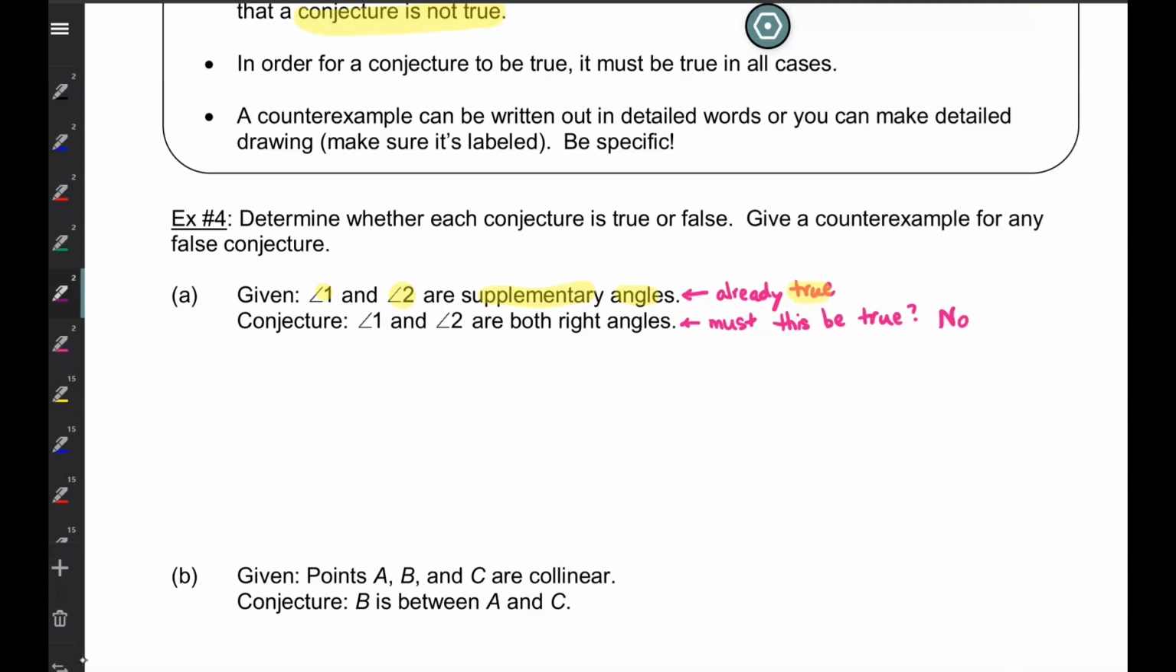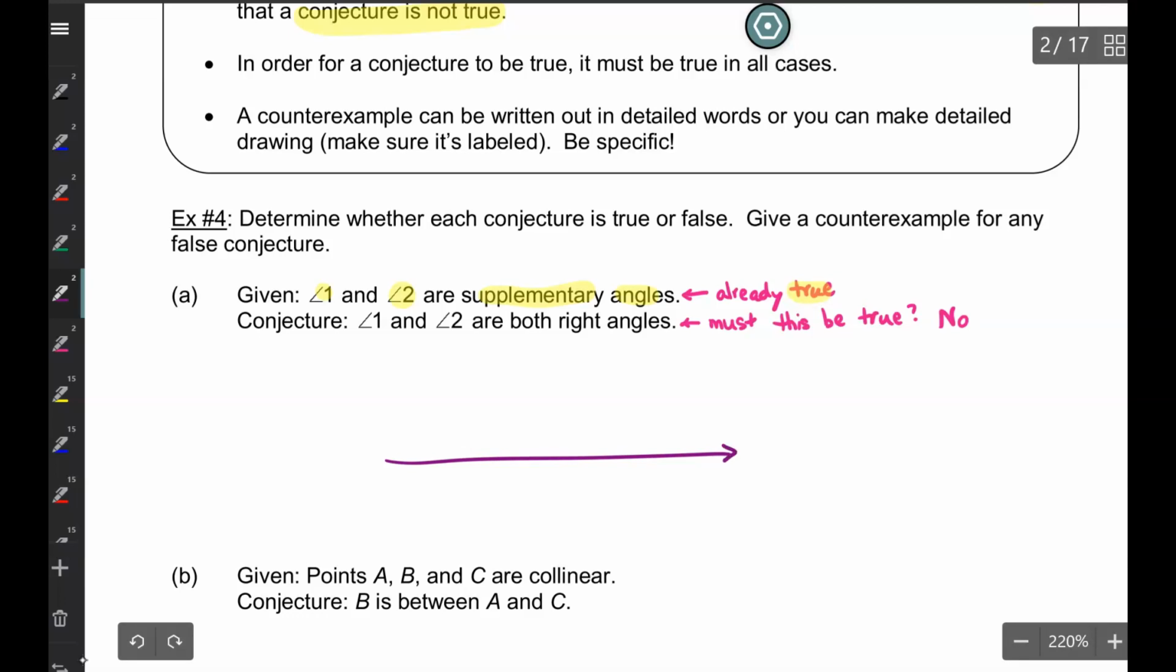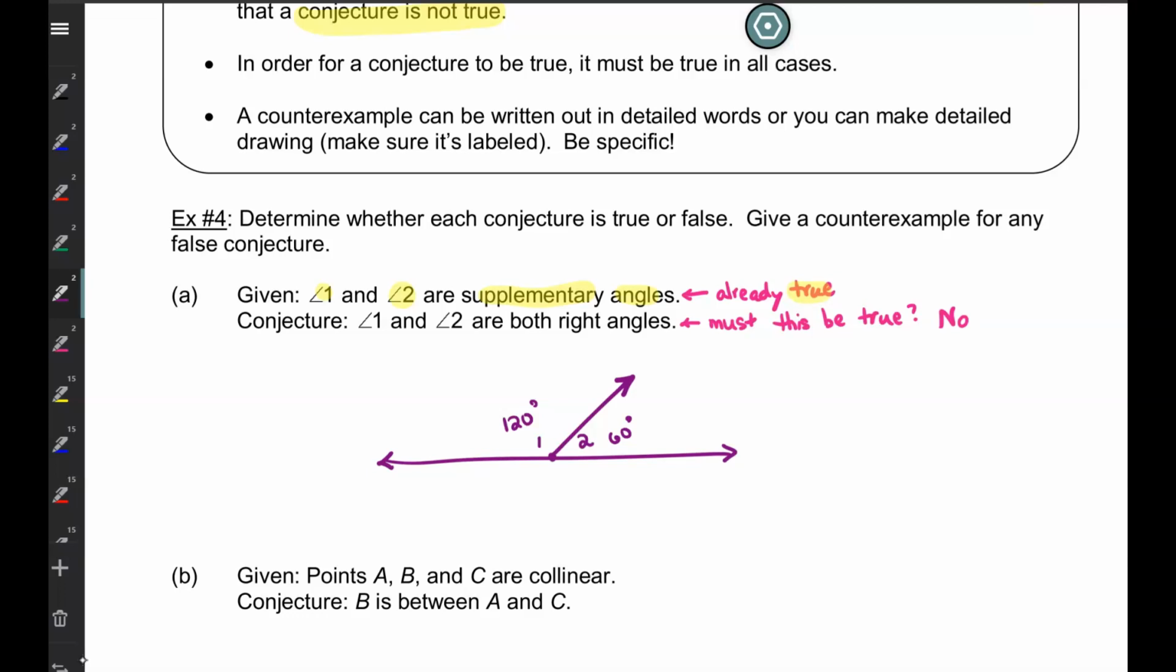So here's what I'm going to do. I'm going to draw a line. I'm going to make a linear pair, and I'm going to draw a ray. And there's multiple ways to do this. Okay, so there's more than one way to draw a counterexample. So what I can do is I can say here's angle 1 and here's angle 2, and maybe I want to say angle 1 is 120 degrees, angle 2 is 60 degrees. That way I can see, are these supplementary? Is the first part true? Yes. And did I show a picture where the conjecture is false? Yes, I drew them so that they weren't right angles.